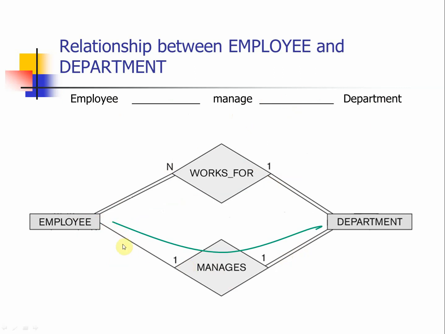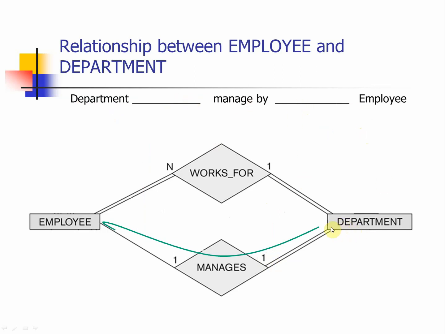Since we have a single line over here, that gives you a possibility of 0, which means you may not participate over there, so you have employee may manage, and since we have a 1 over here, that indicates one department. Of course, if you put an N over here, this whole sentence becomes employee may manage several departments. If we look in the other direction, department is managed by employee, then we are saying department must be managed by one employee. So that's saying every department has only one manager.